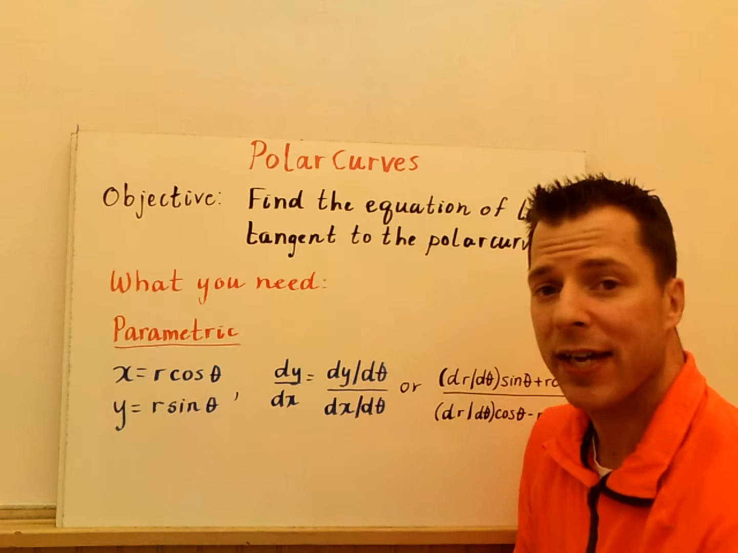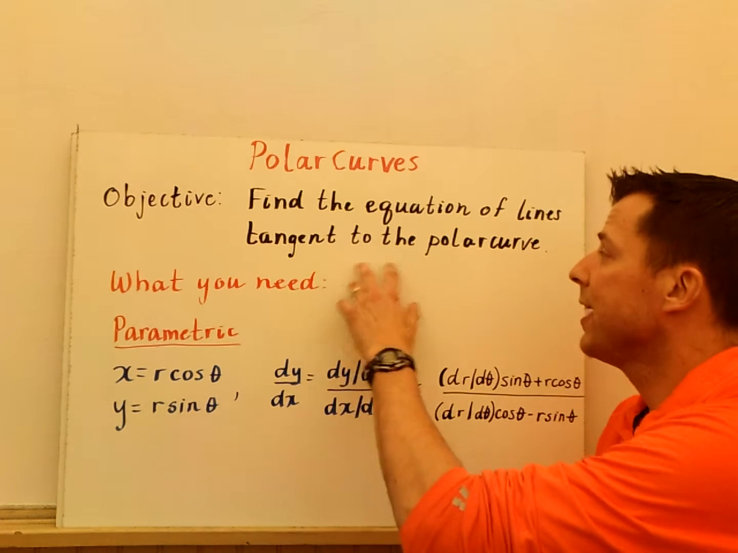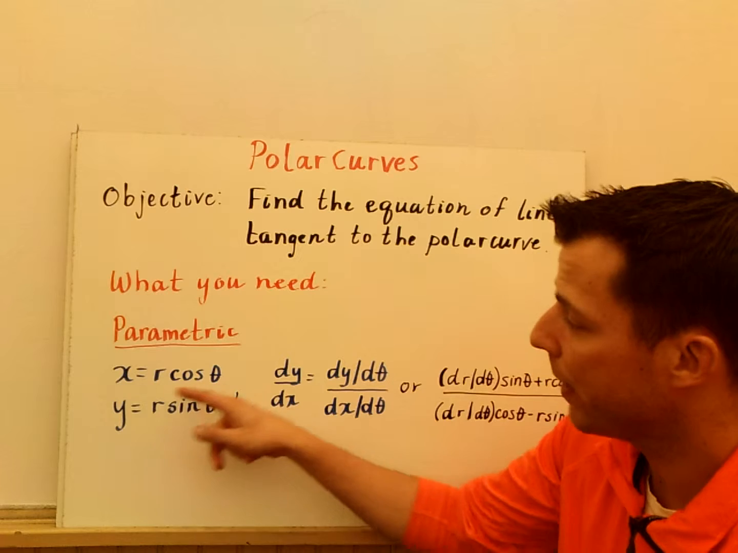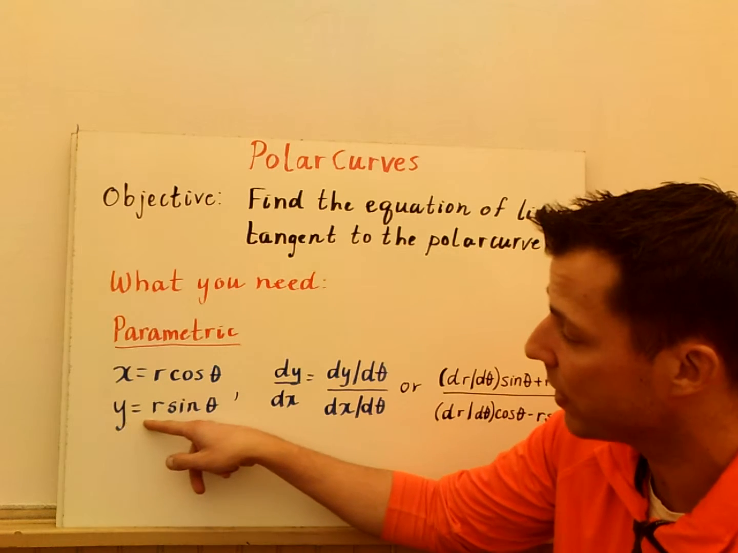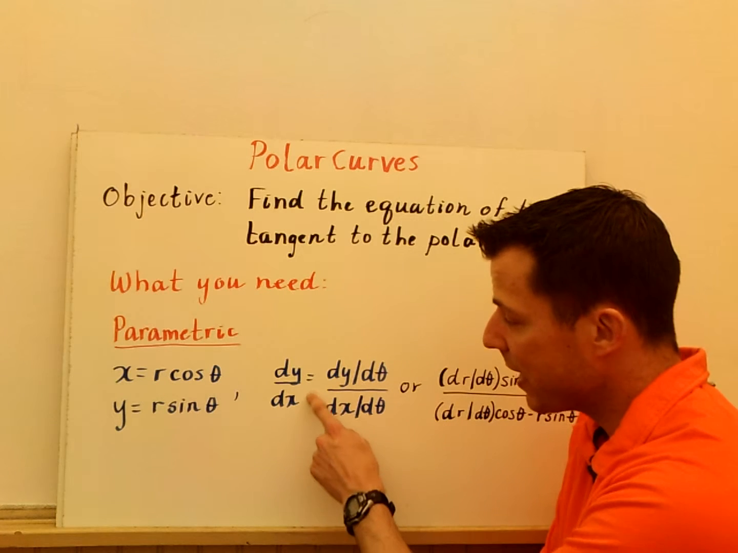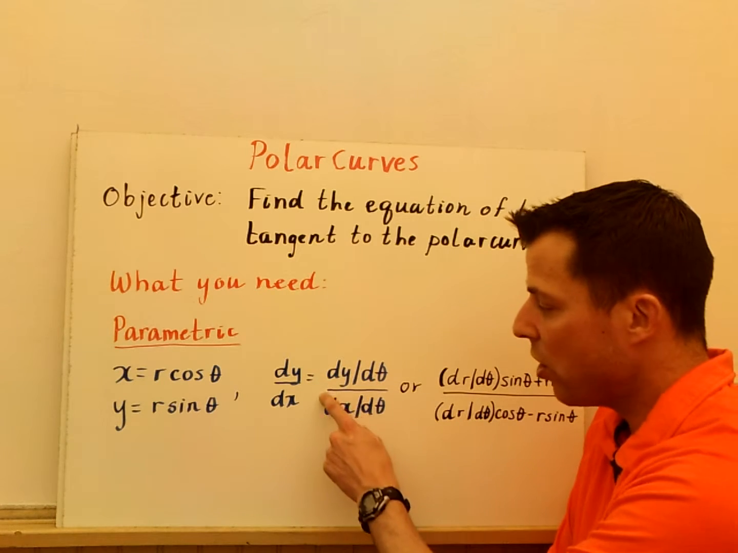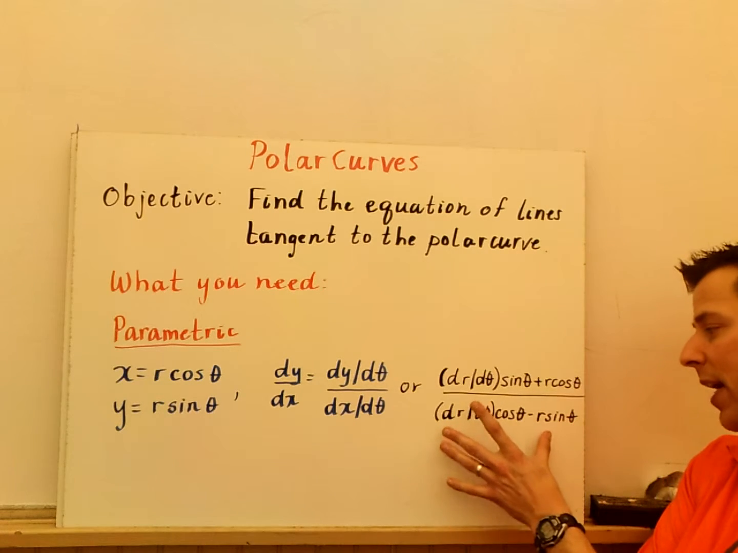Well, we're going to use the idea of parametric equations to help us find the lines tangent to polar curves. So remember, in a parametric equation, x is in the form of r cosine theta and y is written as r sine of theta. The derivative, dy dx, is equal to dy d theta over dx d theta. Now, you can also think about it like this.